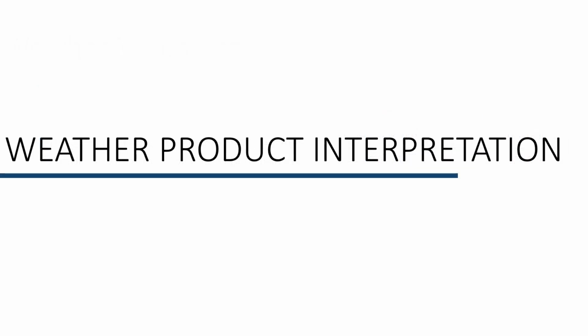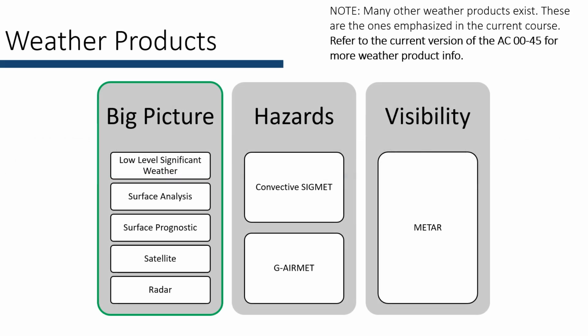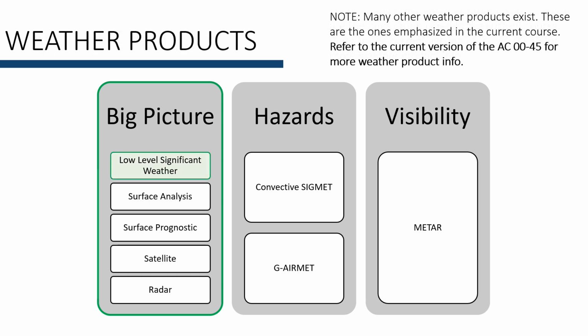Now on to weather product interpretation. First, we will look at big picture weather products. Big picture weather products include the low-level significant weather chart, surface analysis, surface prognostic, satellite, and radar. We will begin with the low-level significant weather chart.